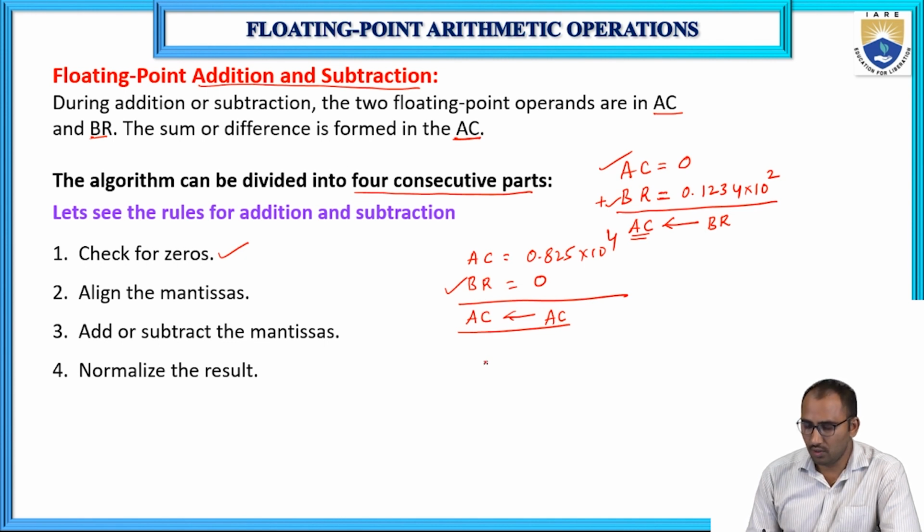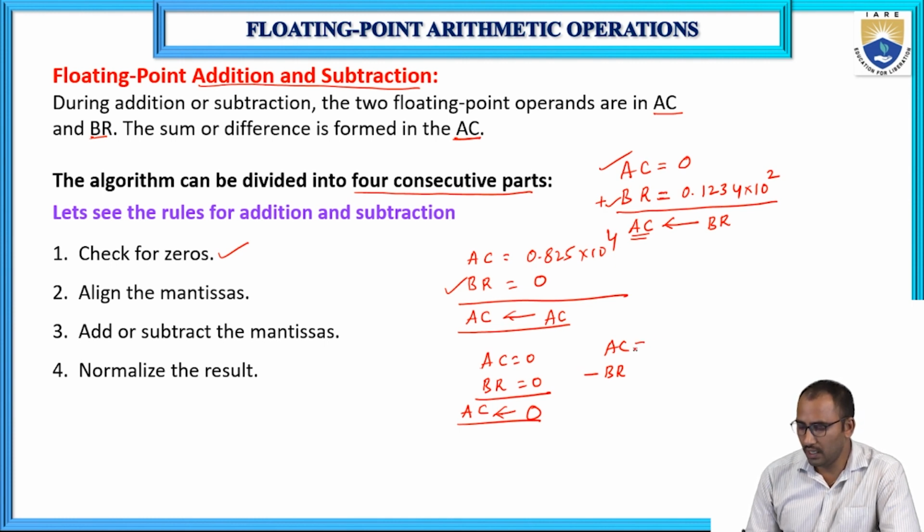Also, if both the accumulator and the BR register contain 0, then the result will be 0, and the result will be stored in the accumulator register AC. Similarly, we can also perform subtraction. Suppose you are subtracting the BR register content from the accumulator.